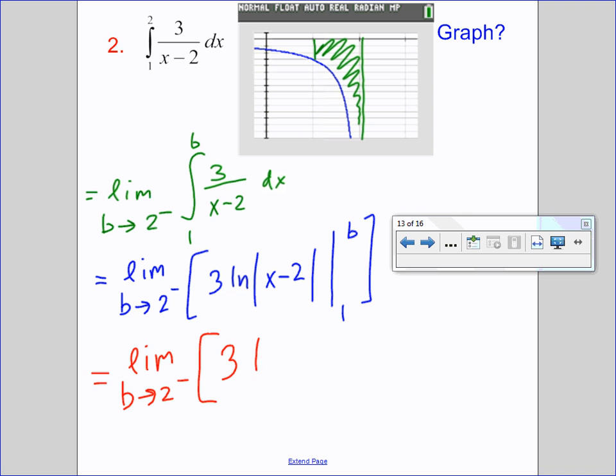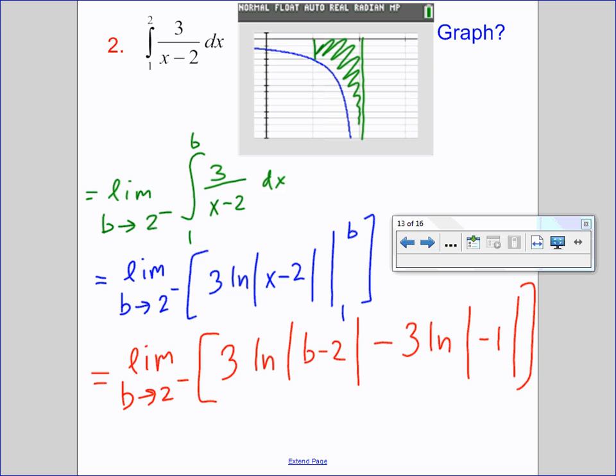3 ln of absolute value of b minus 2. This time I'm leaving the 3 in, so I think that's going to go away. Minus 3 ln of absolute value 1 minus 2, which is negative 1. Good thing I have the bars, because ln of negative 1 is undefined, but ln of absolute value of negative 1 is perfectly fine. Absolute value of negative 1 is 1, ln of 1 is 0, so this term is 0.